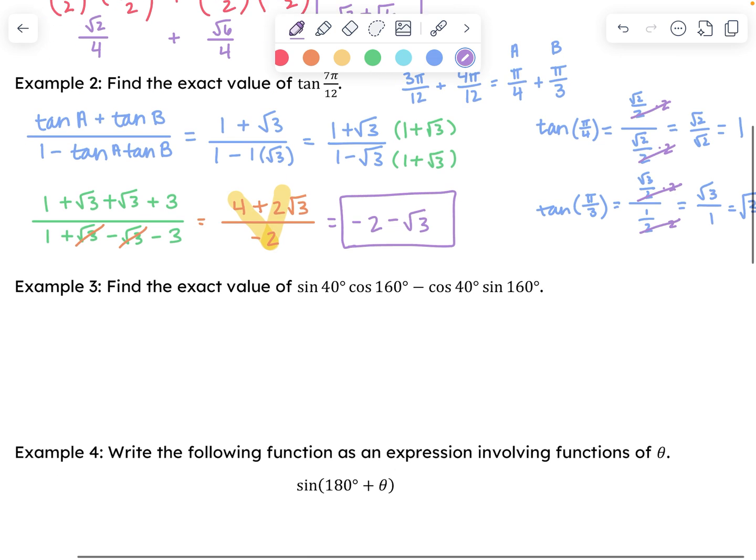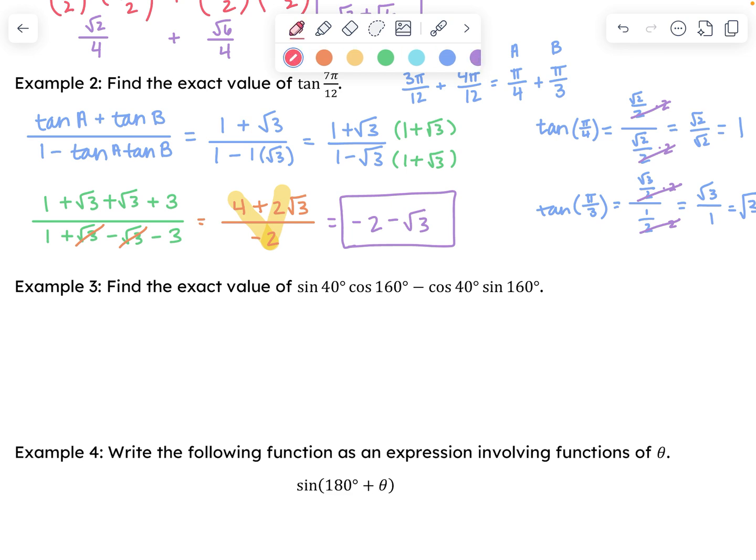So if I'm looking at this one right here, I have the sine of 40 degrees, cosine of 160 degrees, minus the cosine of 40 degrees, sine of 160 degrees. So this is where you're going to have to really pay attention to sine times cosine, all that kind of stuff, to help you tell if it's going to be a sine sum or difference or a cosine sum or difference. And then if it's a sum or a difference.